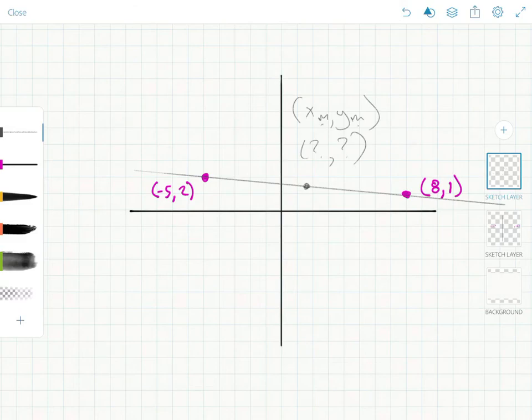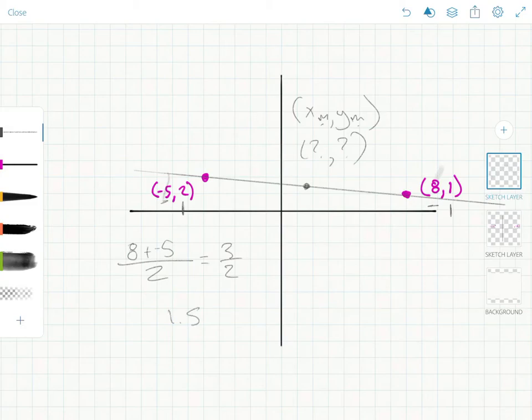But the method is exactly the same as when we did 1 dimension in the previous video. We're going to average the x values to find the x coordinate, and we're going to average the y values to find the y coordinate. So here we go. 8 plus negative 5 divided by 2. That is going to give us the x value of the midpoint. 8 plus negative 5 is 3. So 3 halves, or 1.5, is our x coordinate.